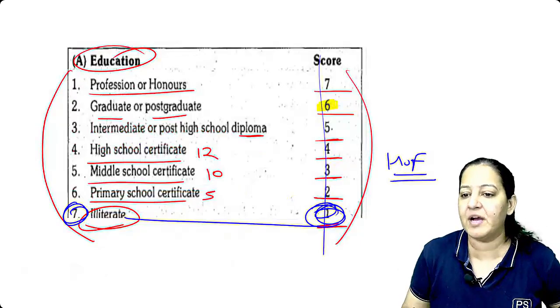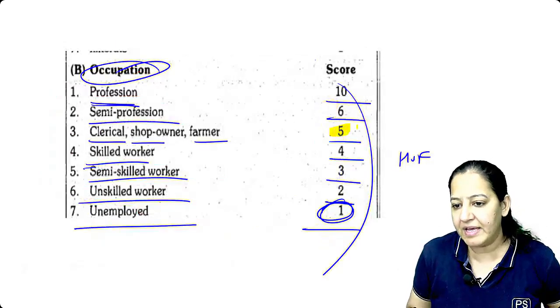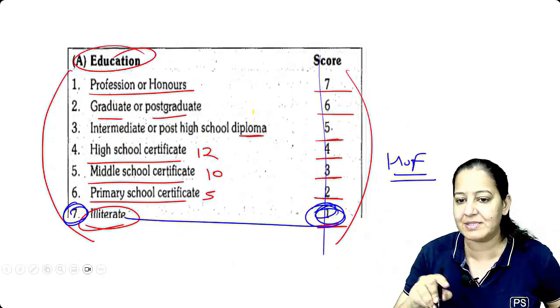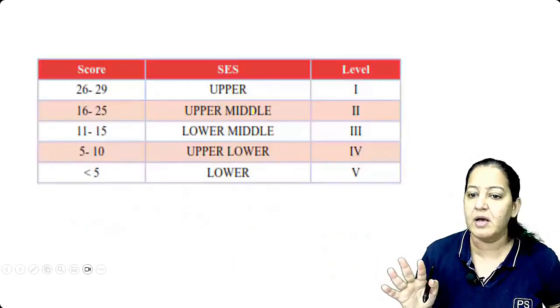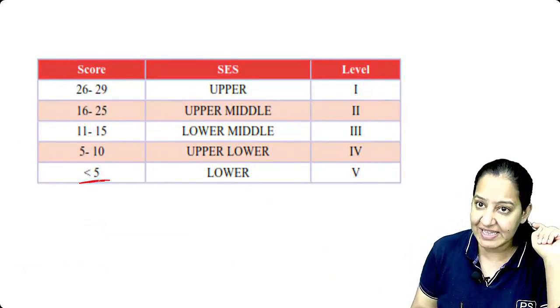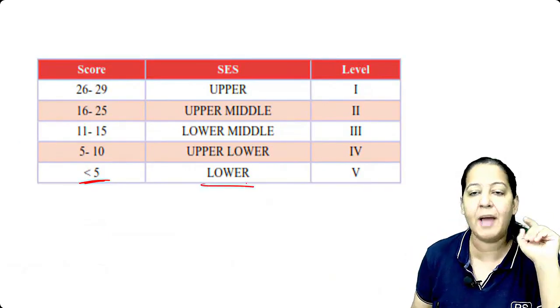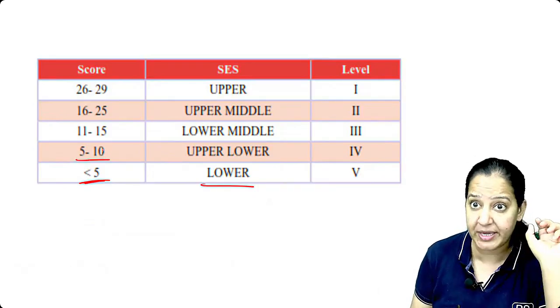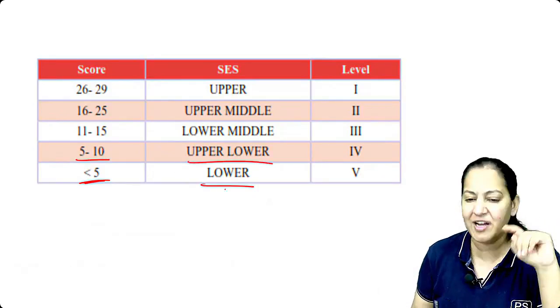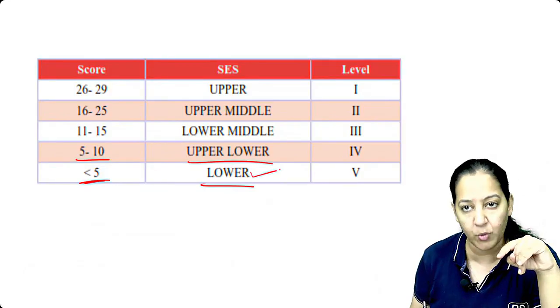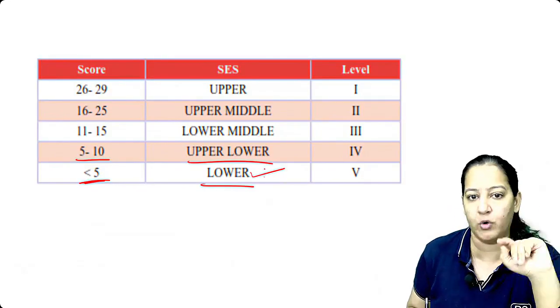Maybe my family comes here, so I will add 10 plus 5 plus 6, whatever. So there will be some number, the addition of the 3. Now see, if it is less than 5, the person belongs to a lower family. If it is 5 to 10, the summation of the 3, it is known as upper lower, a little bit upper of the lower. The person is not belonging to the lower class, it is a little bit upper of the lower class.